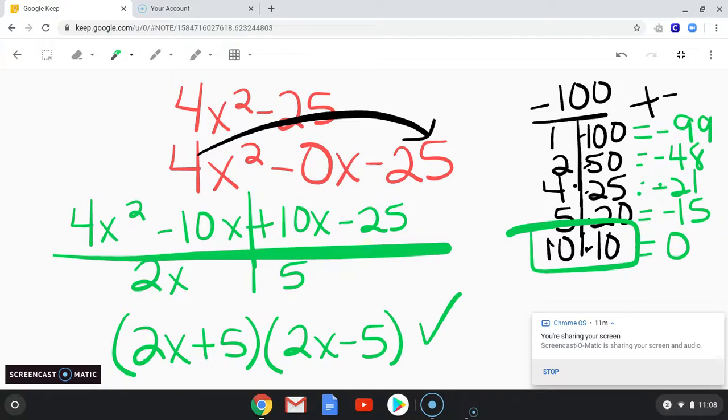You just factored by grouping a special case where there was no term in the middle. So we had to put a 0x to hold our spot so we can find the two values that make 0x in the middle.